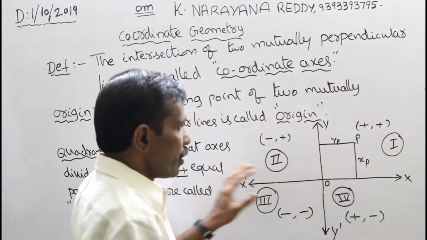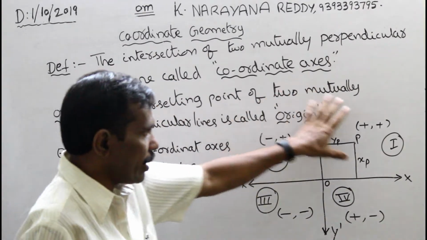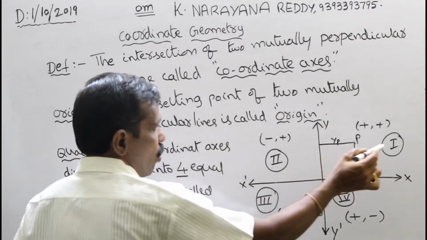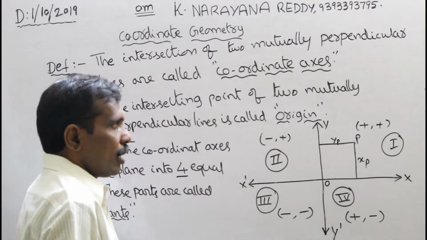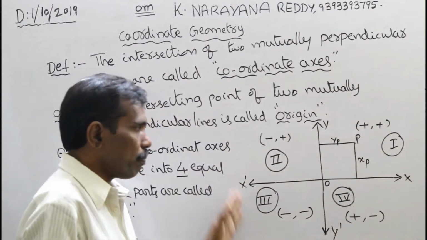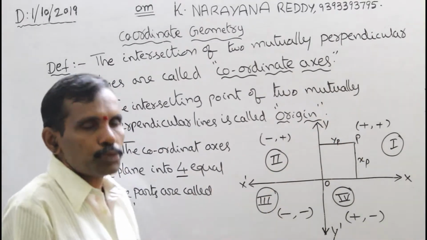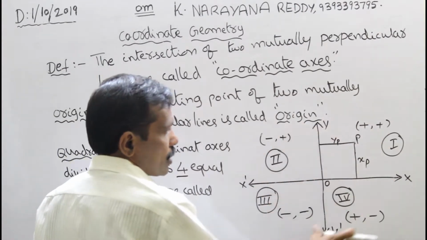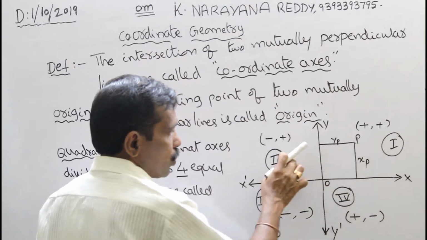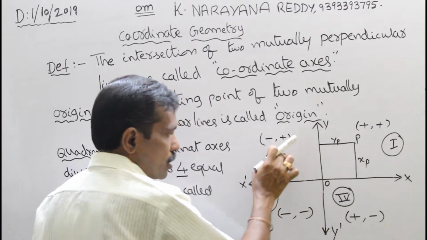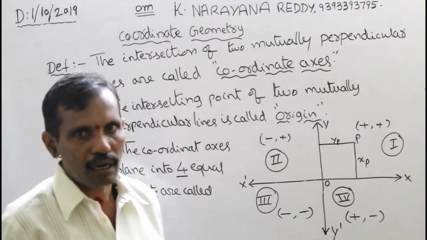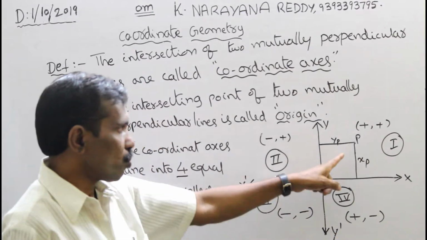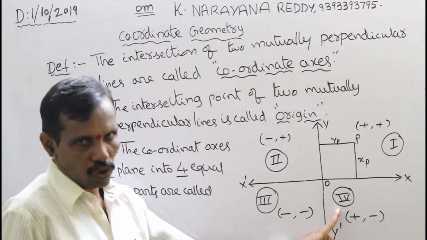These axes divide this plane into four equal parts, that means 1, 2, 3, 4. So this is a plane. Plane means a space. Yes or not? So this space is divided into four parts, that is 1, 2, 3, 4. These four parts are called quadrants or foots. First foot, second foot, third foot, fourth foot. Or first quadrant, second quadrant, third quadrant, fourth quadrant.